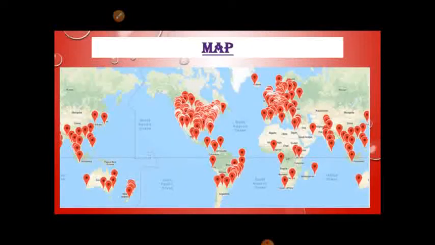Map. A map is a visual representation of an entire or a part of an area, typically represented on a flat surface. The work of a map is to illustrate specific and detailed features of a particular area.